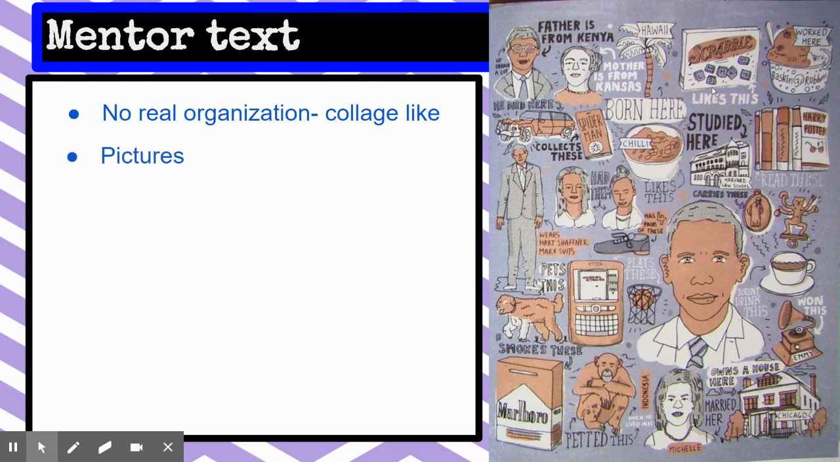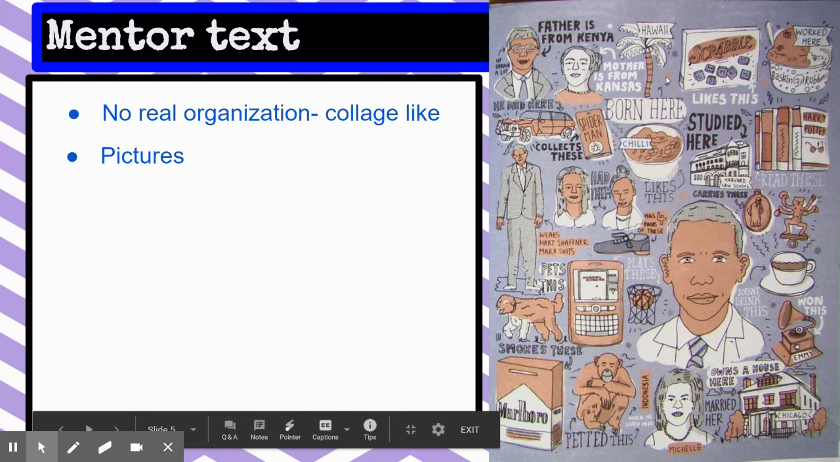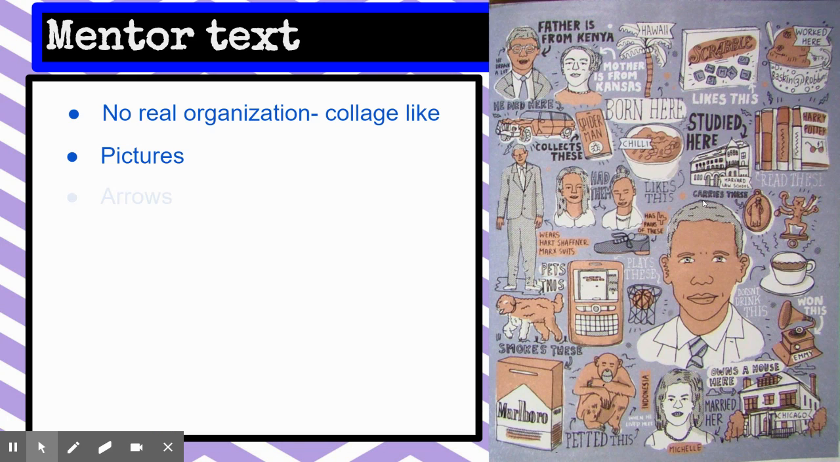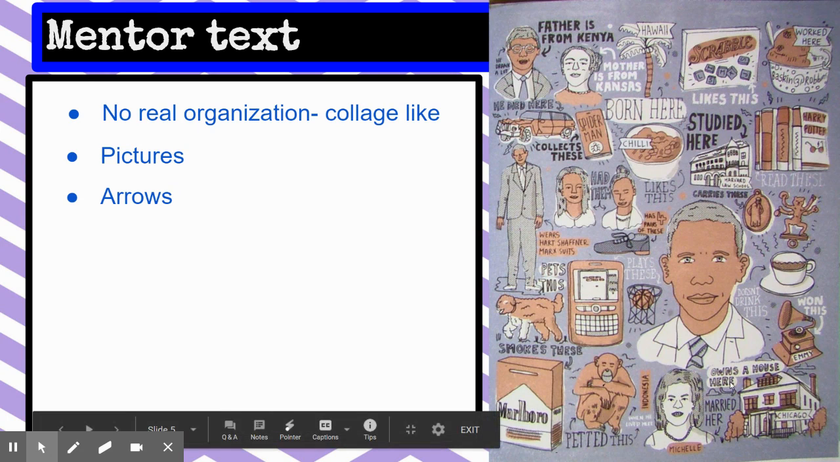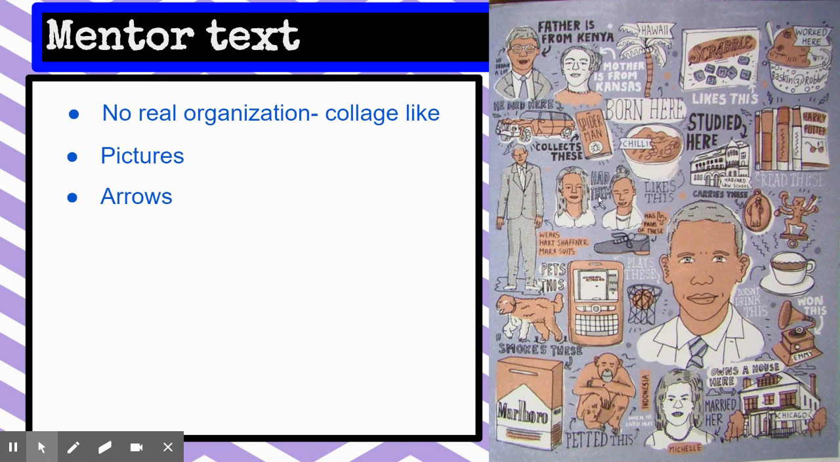Something else you should have noticed is the pictures. I love a book or a story that has pictures involved. So you should have noticed all these different pictures that are listed about Barack Obama. One other thing you should have noticed is all the arrows. It has these words here, but the arrows point to the picture that it's describing. So: married her, petted this, smokes these, pets this, had them, likes this. All these arrows point to the pictures they are talking about, and you're going to have arrows in your author portrait as well.